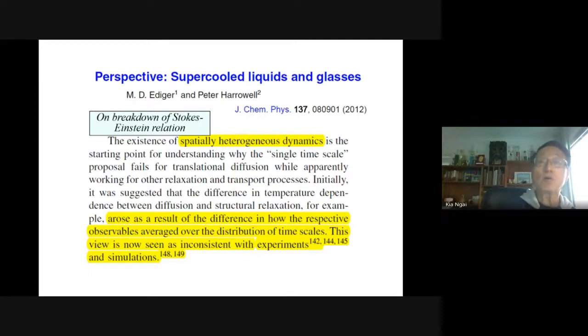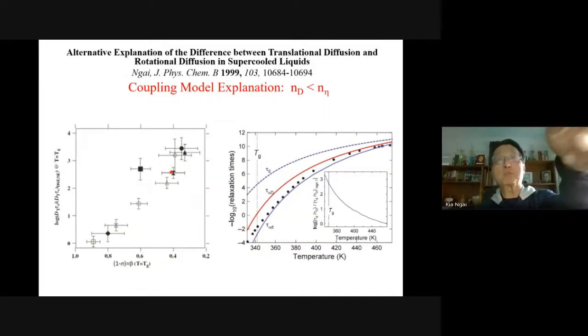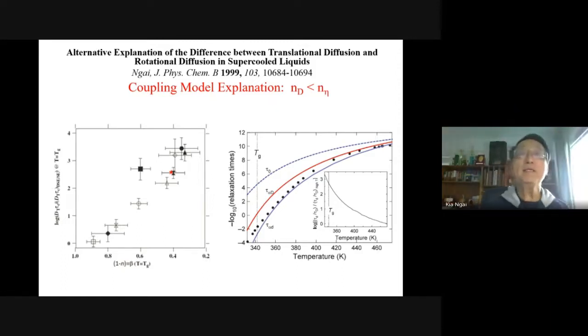This is my last view graph, of course. I provided my explanation, which is usually ignored, but now it becomes the only one that can explain it. It's the coupling model. There are two different dynamic quantities. Diffusion and viscosity are different correlation functions. They have different coupling parameters, which is reasonable. Why should they have the same? Based on the coupling model in the 1999 paper you can consult, I was already able to explain that. Of course, it's ignored because it's much more popular to work on dynamic heterogeneity. But now they fade away.